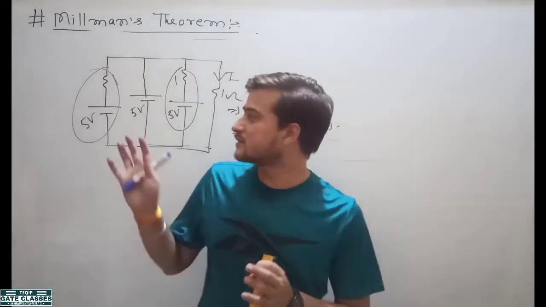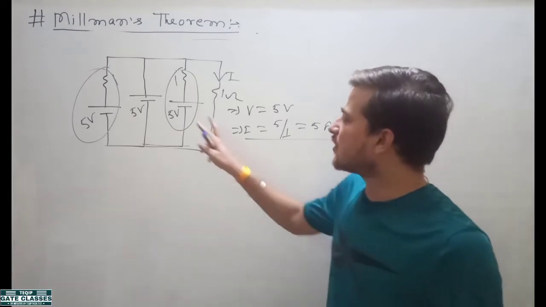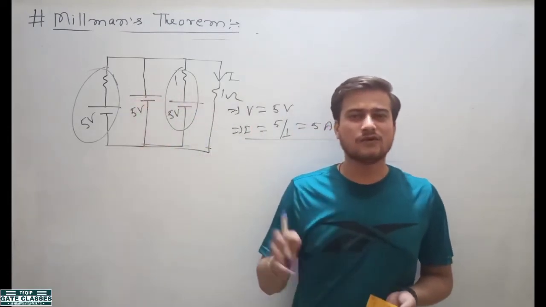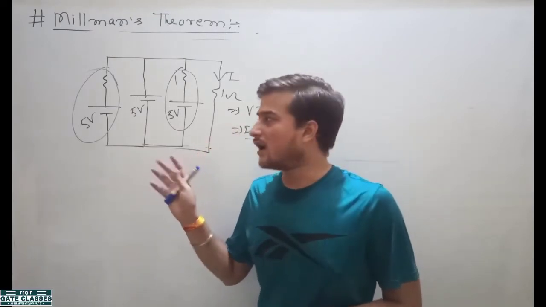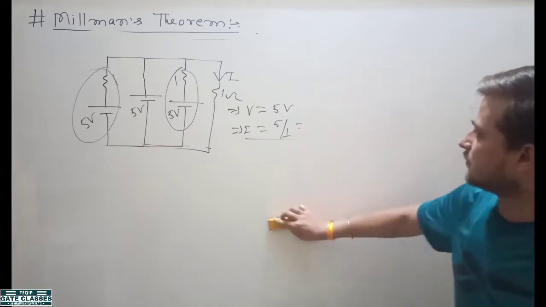So if such a complex circuit is given to you and you see that an ideal voltage source is connected in the circuit, then you can directly write the answer. Clear? You can directly write the answer.